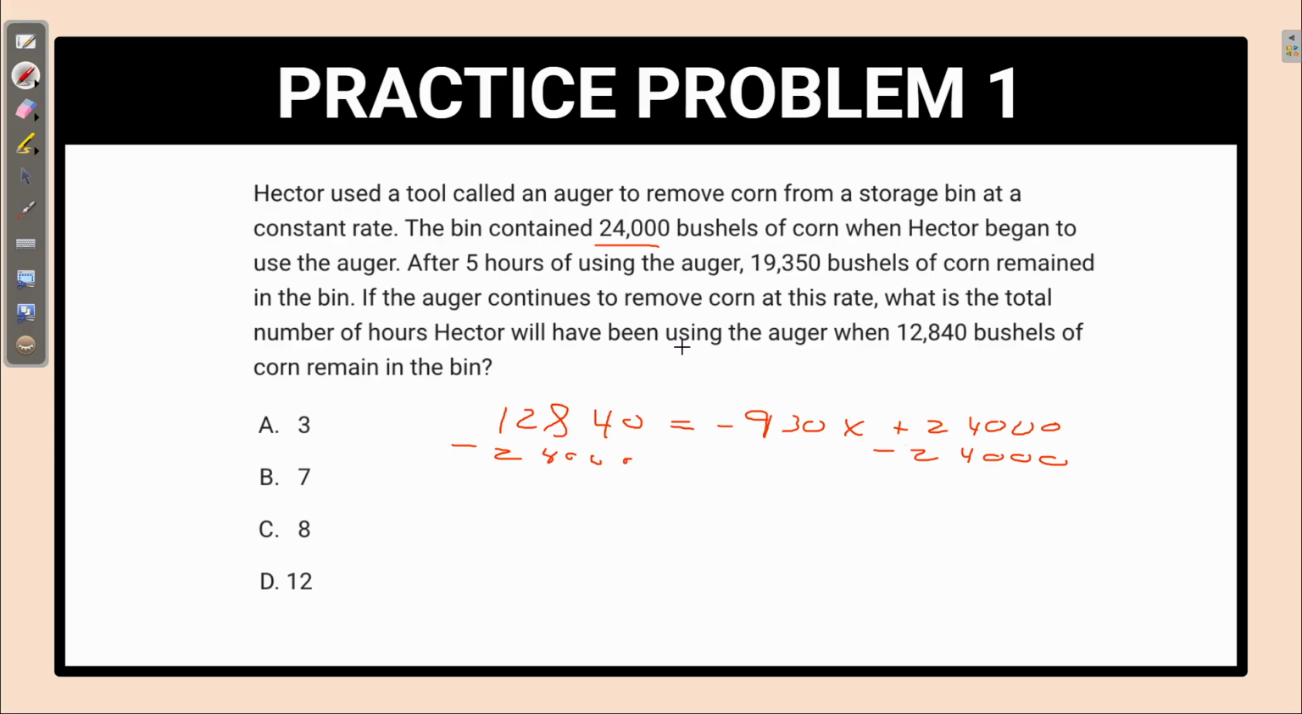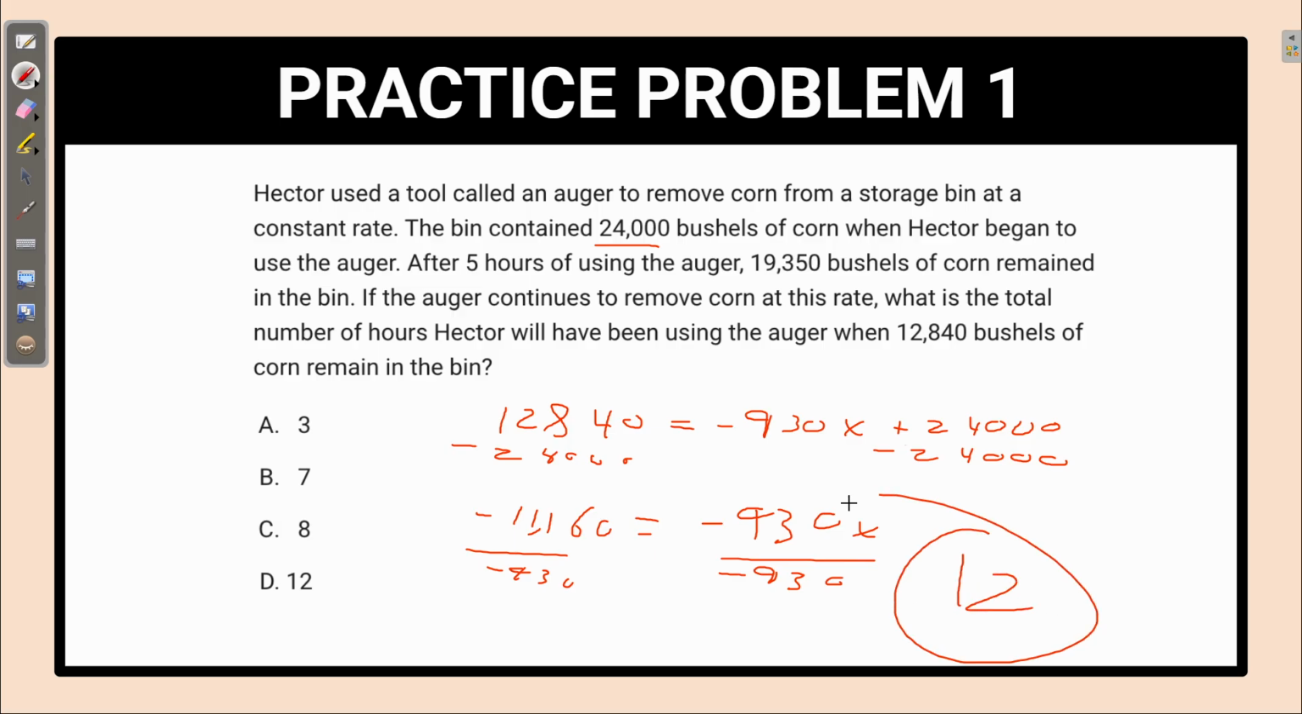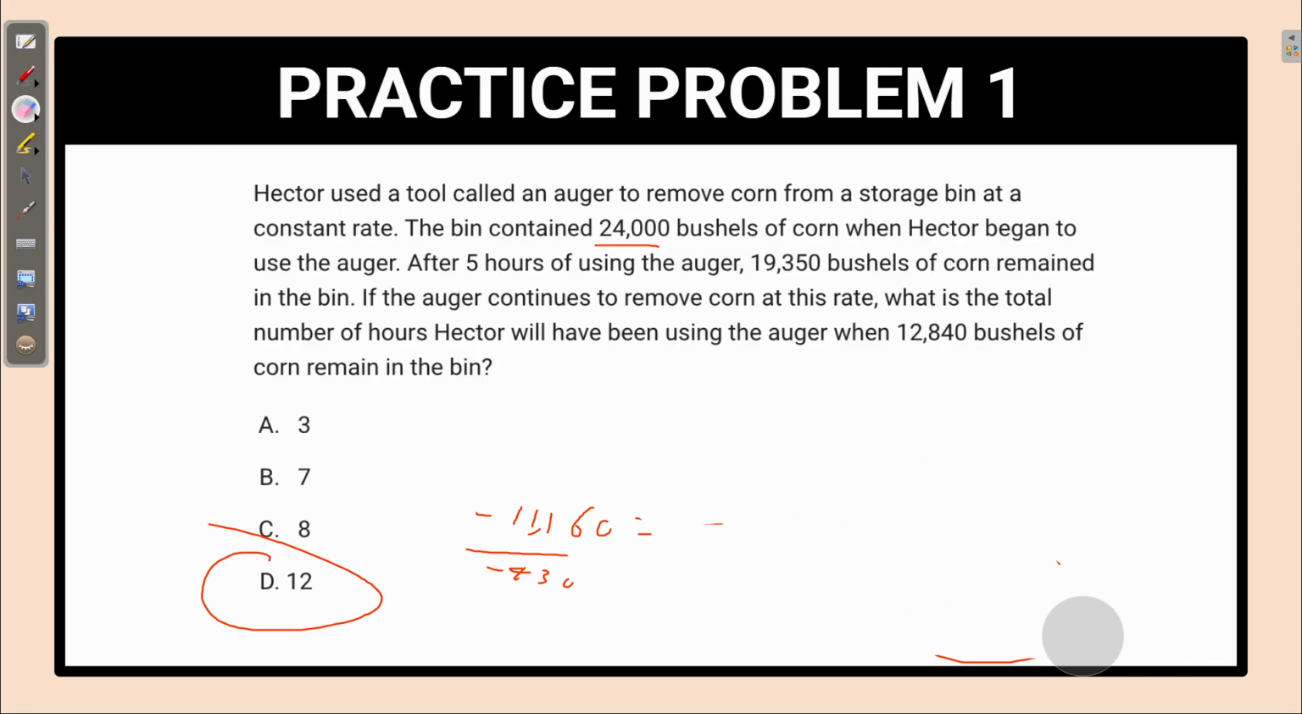And that leaves us with negative 11,160. And then we set this equal to our negative 930x. And then we can divide each side by negative 930. So doing that, we get 12 hours as our answer choice. So D is going to be our answer choice, 12 hours. Hopefully that was pretty simple to follow.